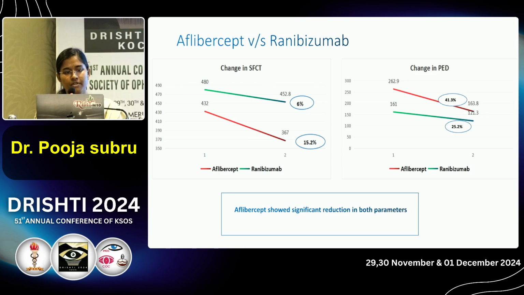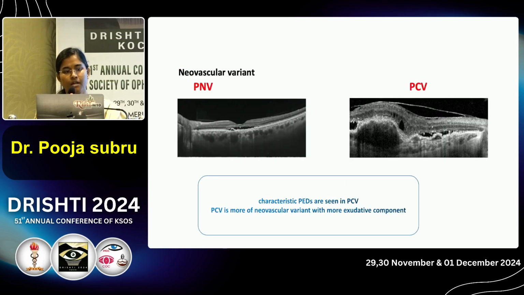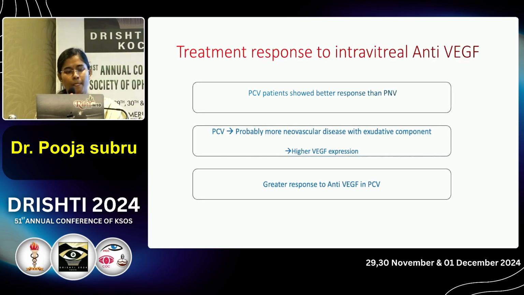Among the intravitreal injection given, aflibercept was found to be better agent, bringing about significant reduction in the parameters assessed. PPE is an atrophic variant where there is no subretinal fluid, whereas CSR is the exudative variant associated with subretinal fluid. Both PNV and PCV are neovascular variants where PCV is associated with characteristic PEDs as mentioned. PCV patients showed better response than PNV. That is probably because PCV group is more neovascular disease with exudative component and with high level of vascular endothelial growth factor expression. Therefore, they may respond more to anti-VEGF.